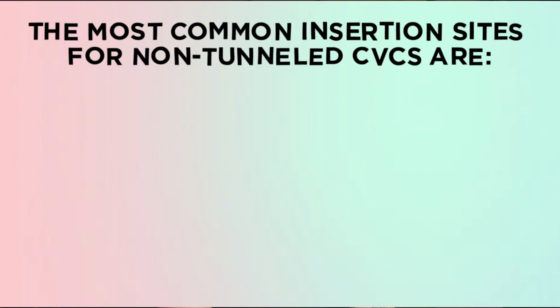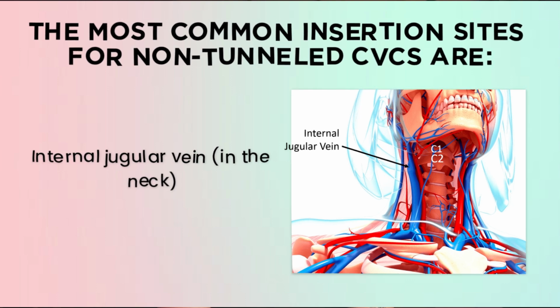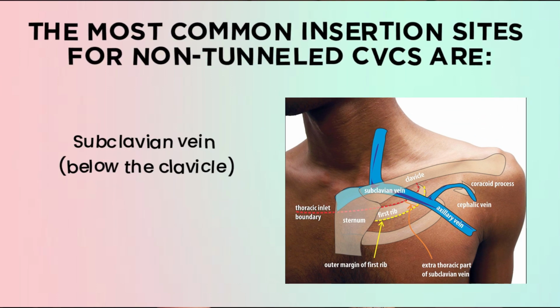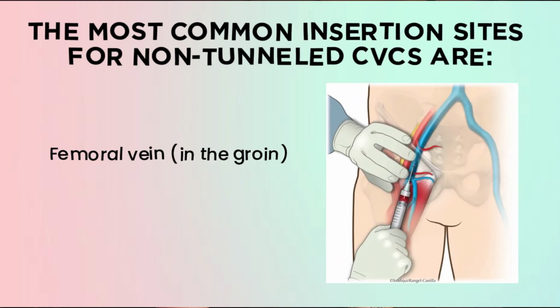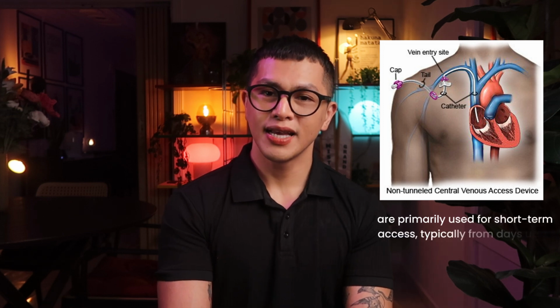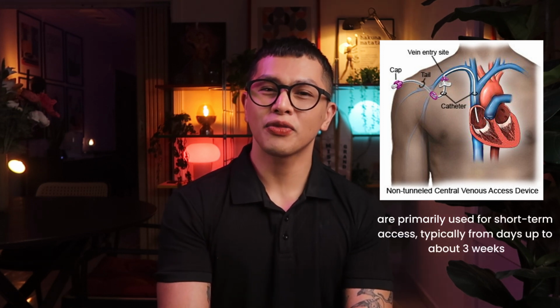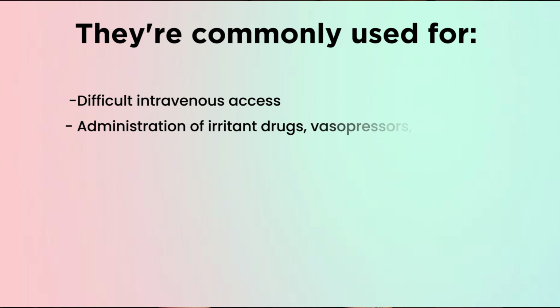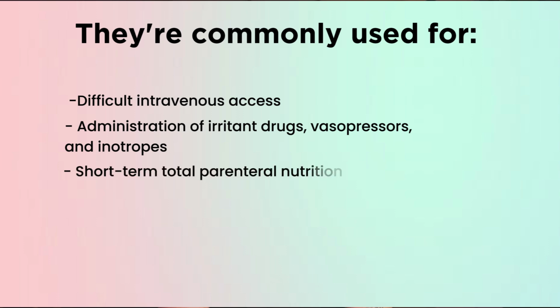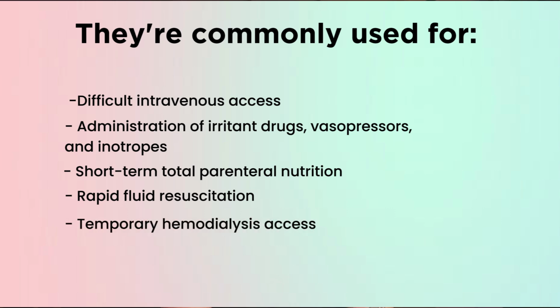The most common insertion sites for non-tunneled CVCs are the following: internal jugular vein in the neck, subclavian vein below the clavicle, and femoral vein in the groin. Non-tunneled CVCs are primarily used for short-term access, typically from days up to about 3 weeks. They're commonly used for difficult intravenous access, administration of irritant drugs, vasopressors, and inotropes, short-term total parenteral nutrition, rapid fluid resuscitation, temporary hemodialysis access, and hemodynamic monitoring.